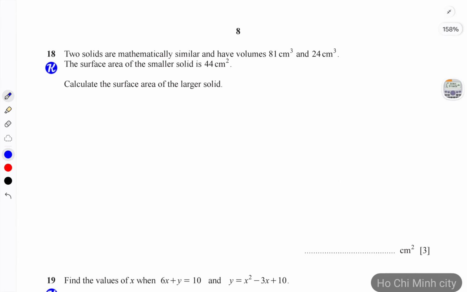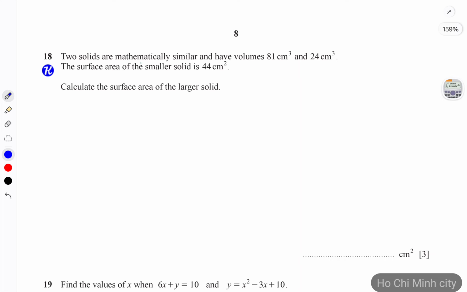Question 18. Two solids are mathematically similar and have volumes of 81 cubic centimeters and 24 cubic centimeters. All right, so we know they are similar. The surface area of the smaller solid is 44 square centimeters. We have to calculate the surface area of the larger solid.